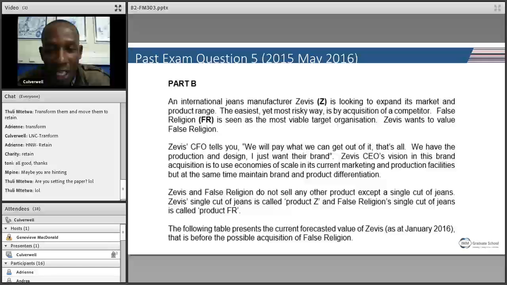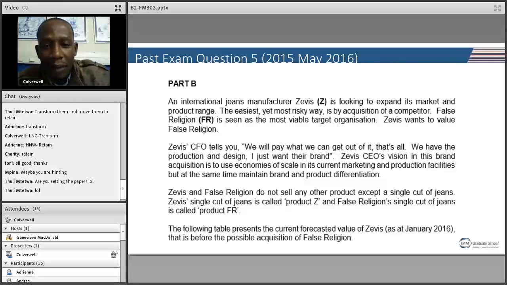An international jeans manufacturer, Zevis, which is Z, is looking to expand its market and product range. Like I said, guys, we are doing finance that has an inclination to marketing. You need to understand the case study given so that you'll be in a position to respond and do the interpretation thereof. So I'm going to read so as to try to make you understand.